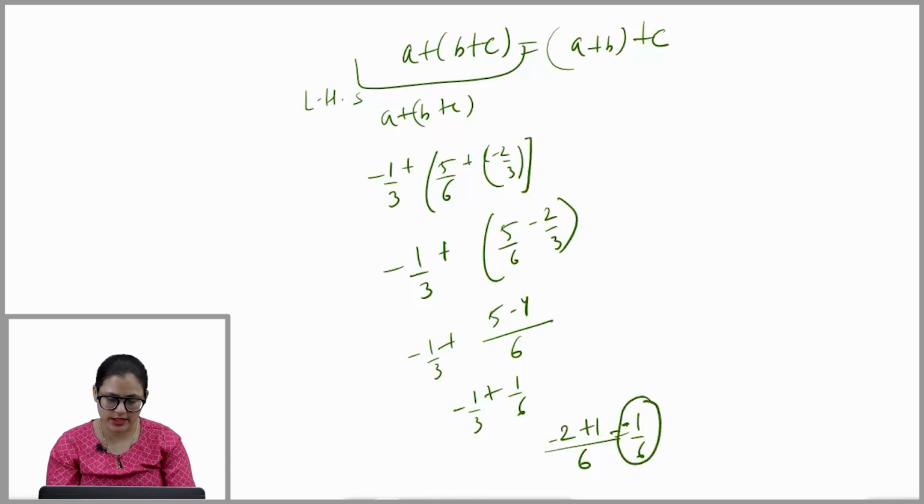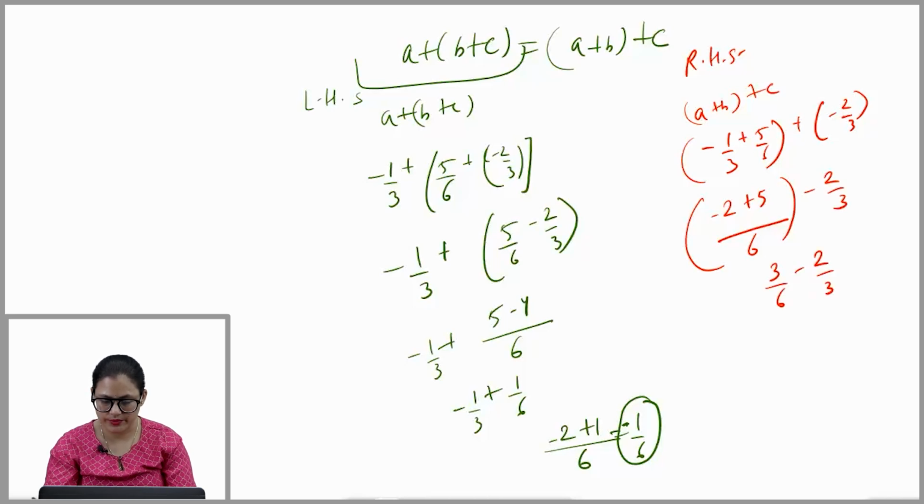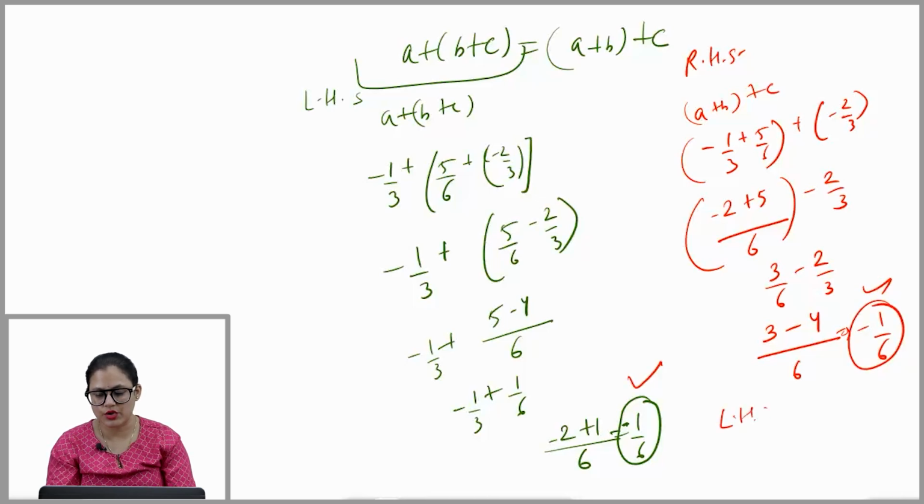This is LHS. Now we will find out RHS. RHS is what? A plus B plus C. Value of A is minus 1 by 3 plus 5 by 6 and then plus minus 2 by 3. LCM is 6: minus 2 plus 5, minus 2 by 3. 3 by 6 minus 2 by 3. LCM 6, 3 minus 4. So, we will get minus 1 by 6. See, LHS is equal to RHS, hence verified. The property is verified, right?